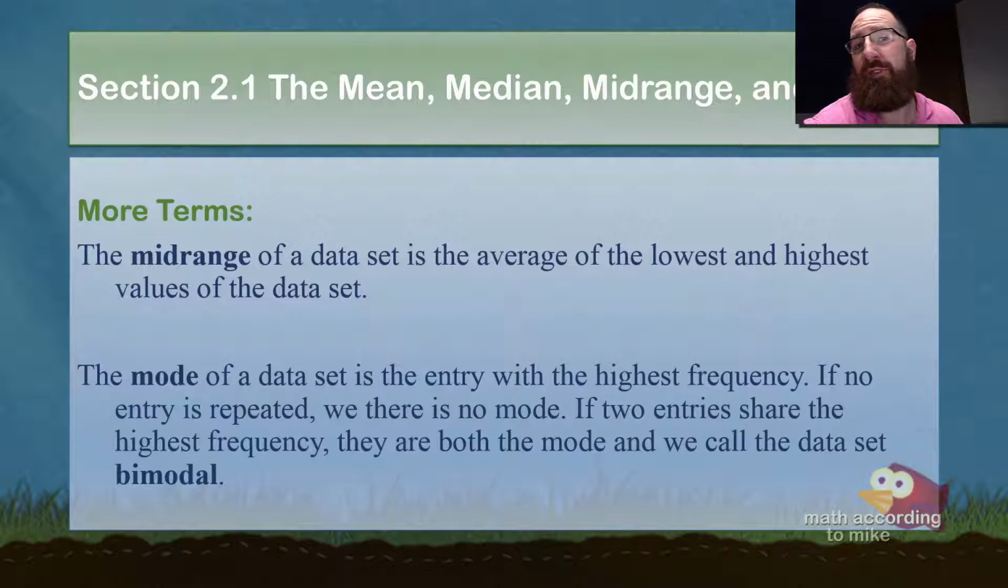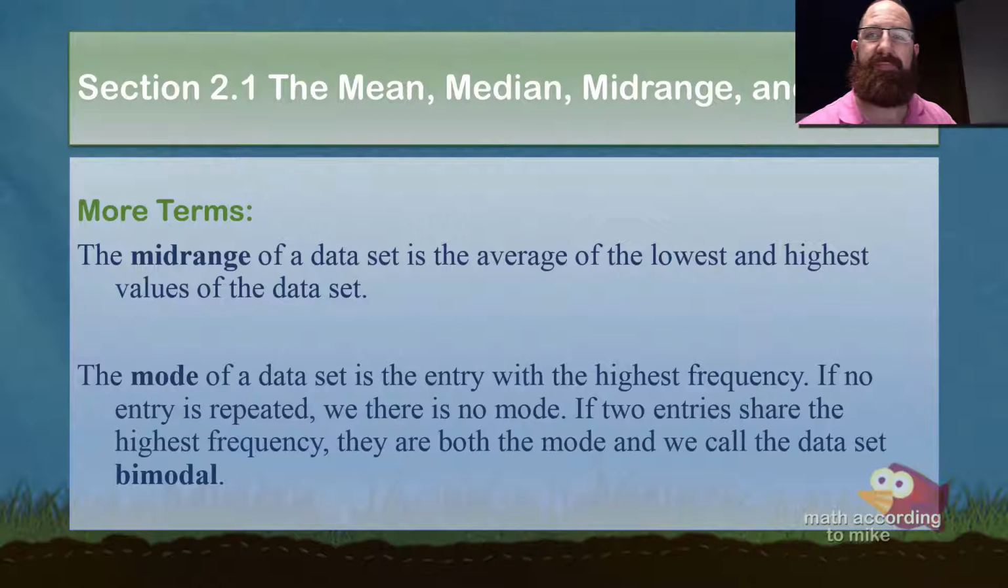It's possible that two data entries have the same highest frequency, so we would say that the data set is bimodal. There might also be trimodal and quadmodal and T-mobile and I don't know, but it's very rare. Usually only one or two is what you'll have a mode for. Oops. I didn't realize that was the end of the slide.